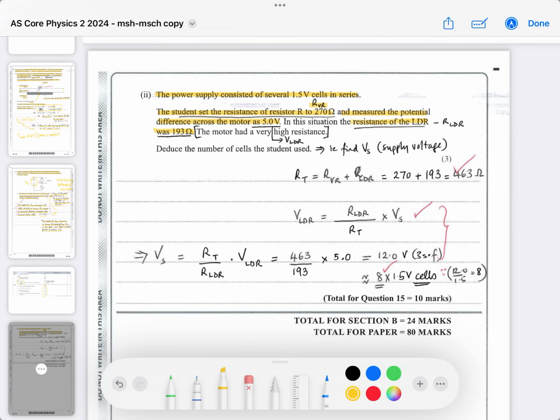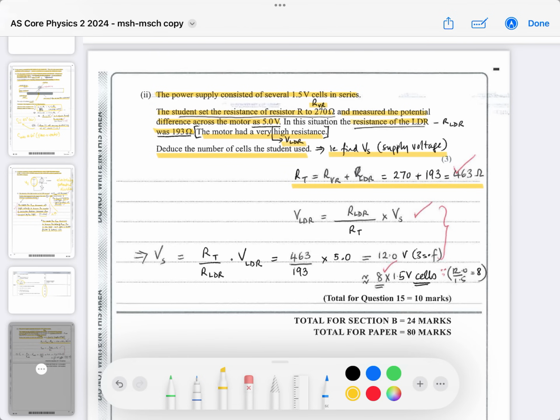Okay? Now it says the motor had a very high resistance. In other words, you do not have to worry about the fact that it is in parallel with the LDR. In other words, they're making it easier for you. Deduce the number of cells that were in the battery. So we've got to find out the supply voltage, yeah, and then see how many 1.5 volts that is. So the total resistance we know is 463 ohms.